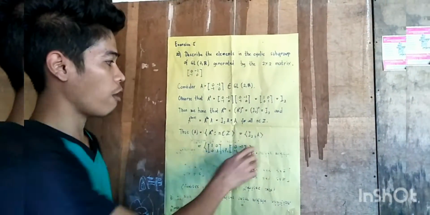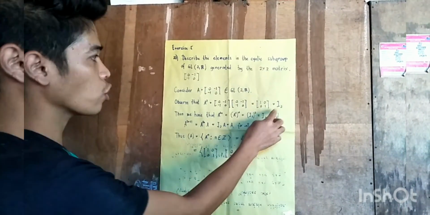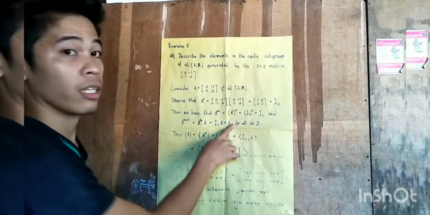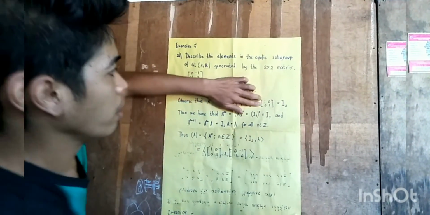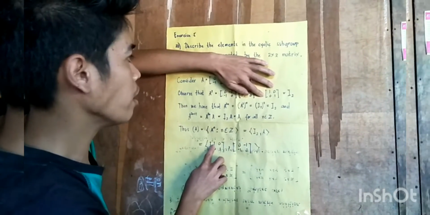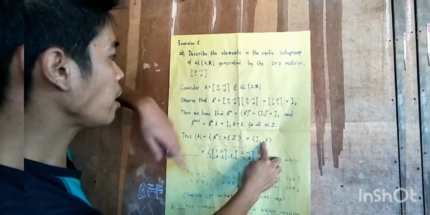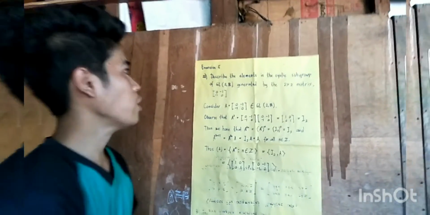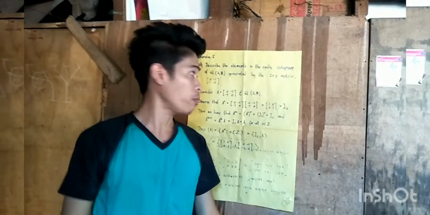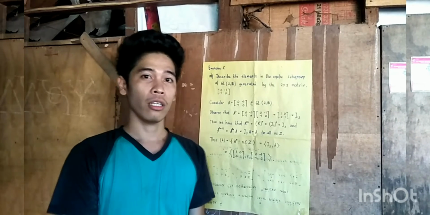Thus the subgroup generated by A is the set of A raised to n such that n is an element of the integers. So we have the set of I sub 2 and A, where I sub 2 is the matrix 1, 0, 0, 1, and A is the matrix 0, negative 1, negative 1, 0. Therefore, this subgroup is generated by the given 2 by 2 matrix. So that's it. Thank you.